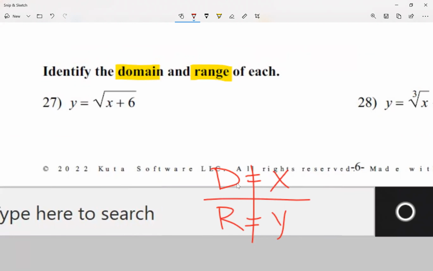What we're going to be dealing with is, domain are the possible X values of the function, and my range are the possible Y values of my function. Okay, so let's take a look. My domain, right? I'm looking at my possible X values. I'm looking at this square root.